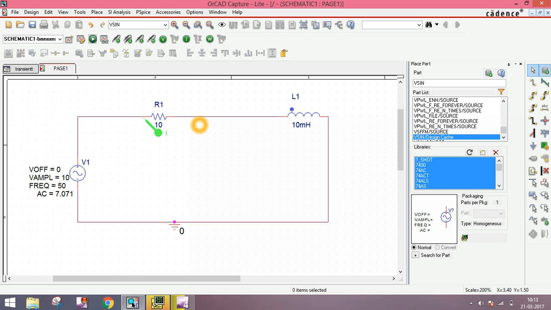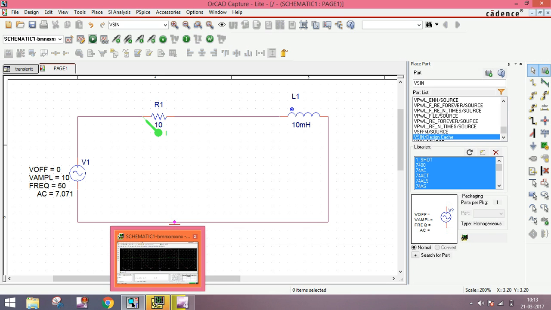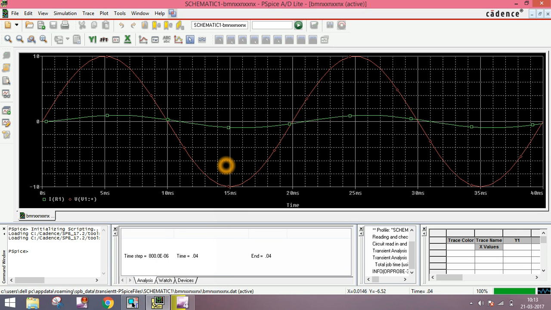Now this amount of theta is how much the current lags the voltage in the circuit. So you can see the graph here. Also remember that you have to calculate both in radians, and if you calculate in degrees, then calculate both in degrees, then only will they match.